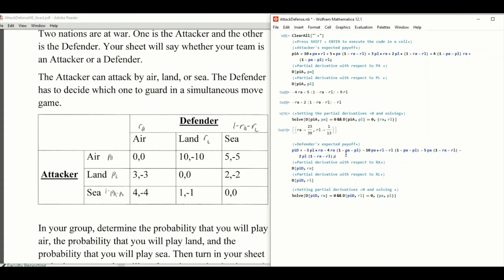So with the computer, the biggest job for you is just typing out the expected payoff, but that's not very hard. The computer does all the grunt work, which is all the algebra and the calculus, which takes some time, as you saw in the last video.